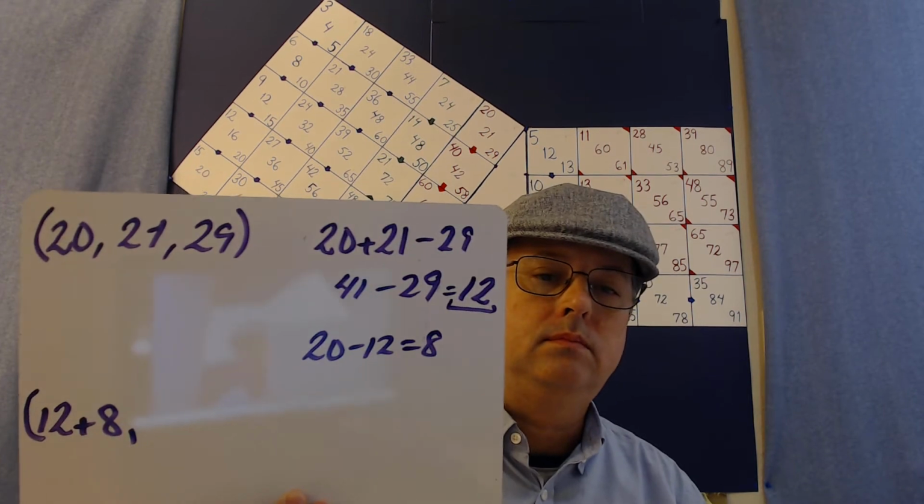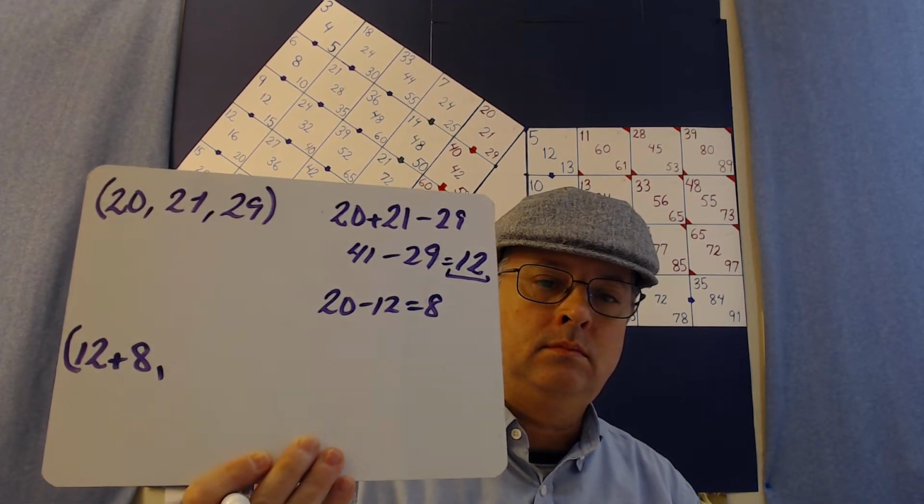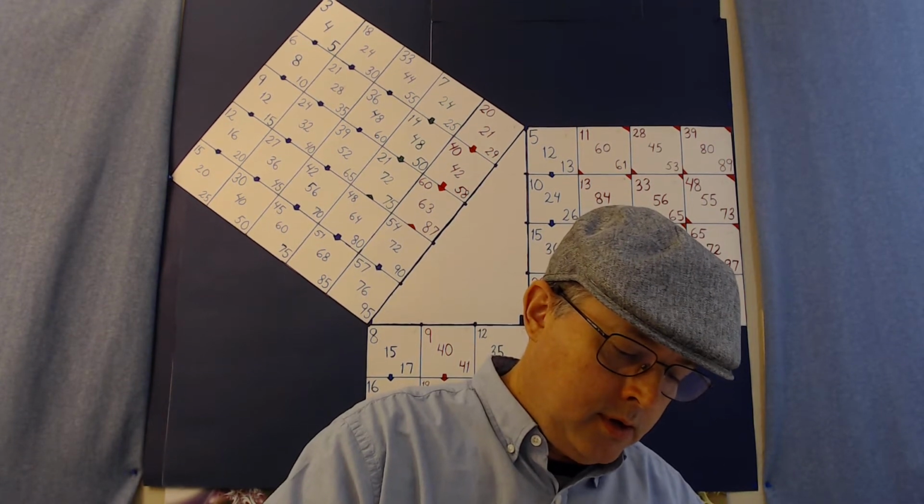So that gives us our first value there. We can take that 20, and if we say 20 minus 12, that gives us 8. So now the 20 is going to be 12 plus 8. Then we'll take that 21 and subtract the 12, and that gives us the 9 here.